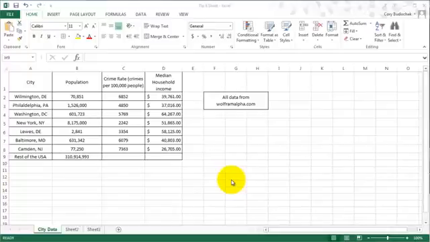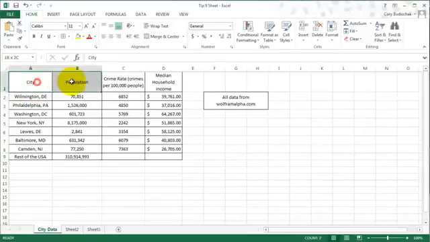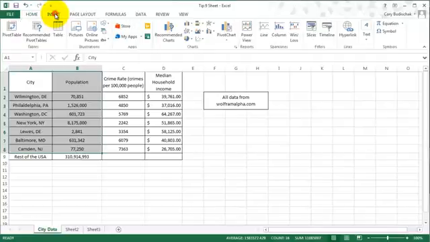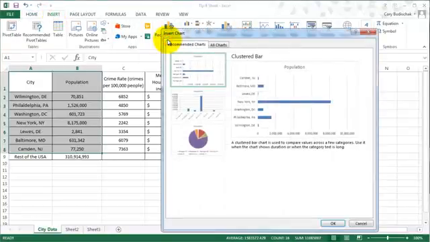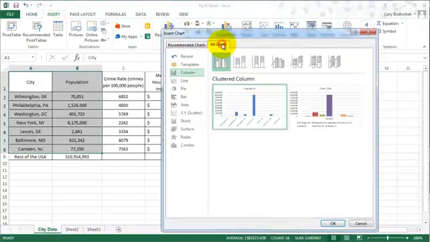Hello and welcome to Excel tip number 9. In this video we're going to cover line charts, scatter charts, and how to put a secondary axis on the chart. So let's start with our same city data, and instead of doing a column or a bar, we're going to do a line chart with this data.